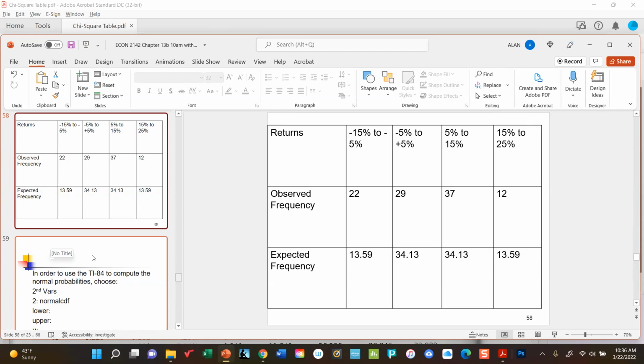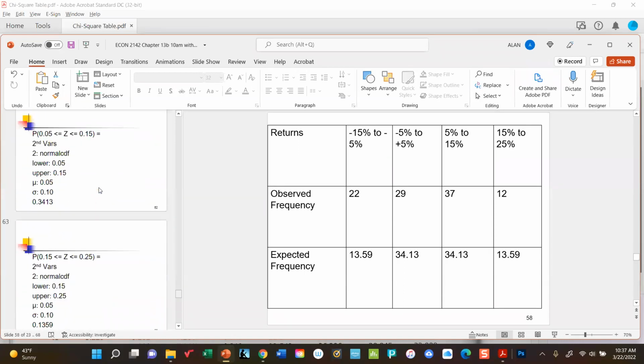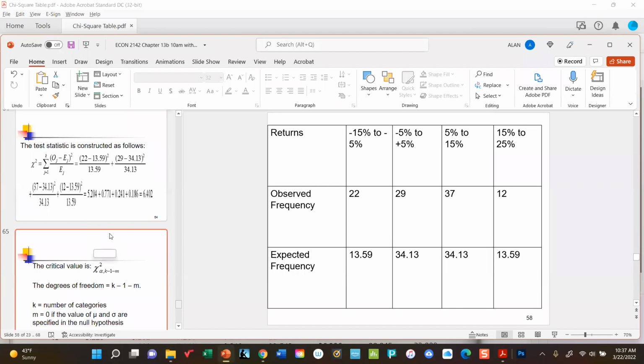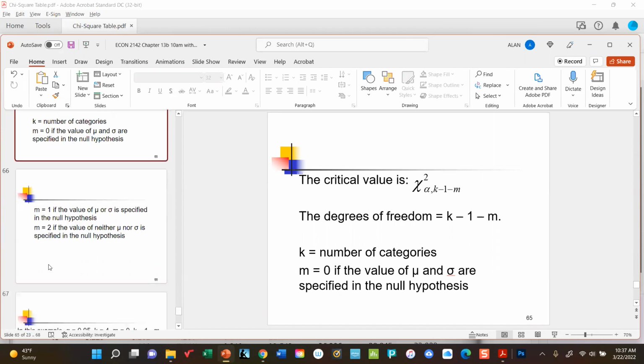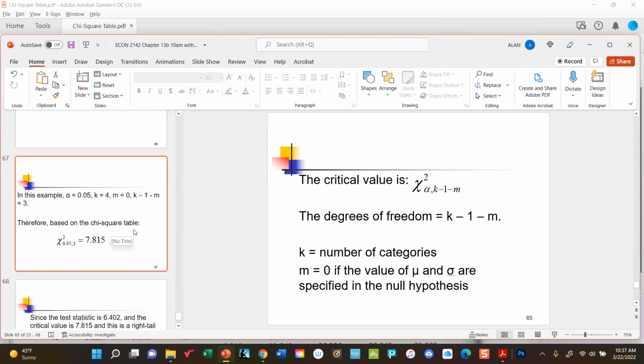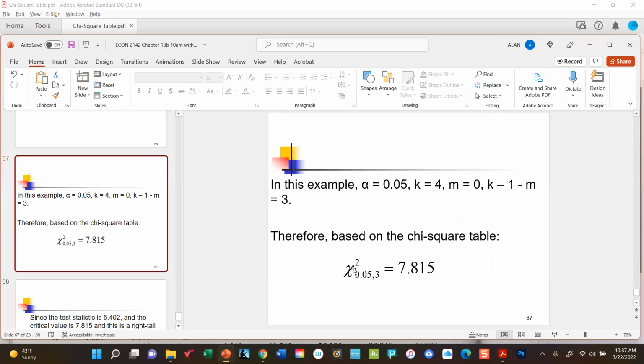All right. Oh, one more thing. I almost forgot. We still need the degrees of freedom. So let's come down here. The degrees of freedom is k minus 1 minus m. Now, this time we had 4 categories again, but we did not have to calculate any of the values, which in this case are mu and sigma. It's possible in these cases you might have to do that yourself, but we did not here, so m is 0. And because m is 0, when you calculate the degrees of freedom, you're going to have 3. K minus 1 minus m is 4 minus 1 minus 0, which is 3.